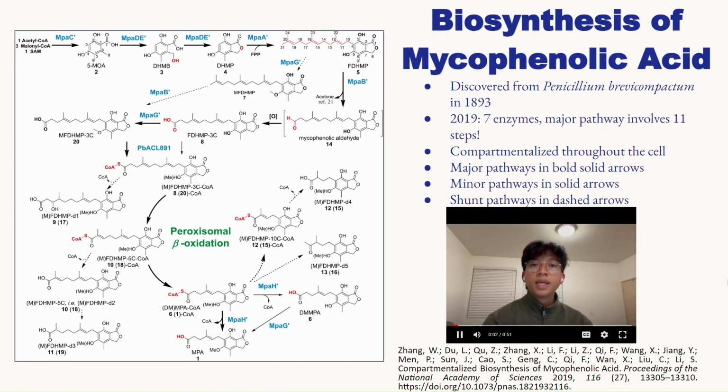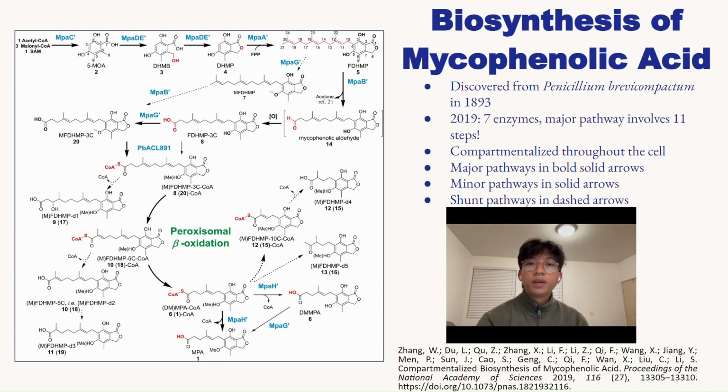Hi everyone, my name is Evan, and I'm really excited to be talking to you today about the biosynthesis of MPA, the active form of our prodrug CellCept. So MPA was actually discovered in 1893 from Penicillium brevicompactum, and it was the first natural product antibiotic to be isolated and crystallized. Here on the slide, you can see the full biosynthetic pathway, which wasn't really elucidated until really recently, 2019. And the full biosynthesis takes 7 enzymes, and the major pathway involves 11 steps to the final product.